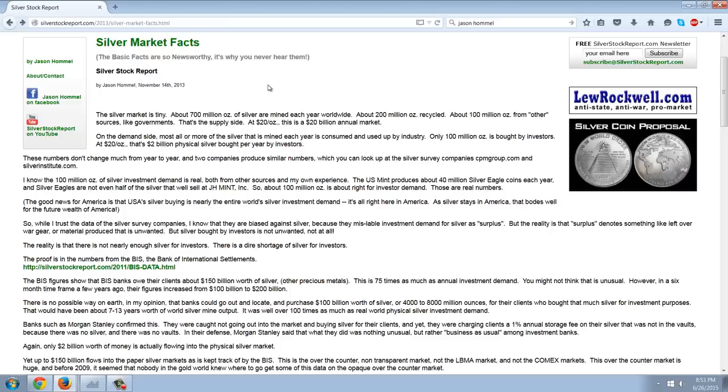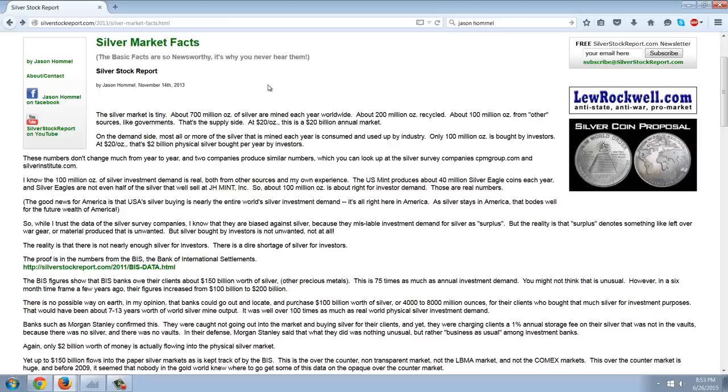And that's pretty close to where we are now because that 100 million ounces isn't coming from government anymore. The recycling's gone down some too. So they're mining more, but there's less coming in from those other two sources. On the demand side, most all or more of the silver that is mined each year is consumed and used by industry. Only 100 million ounces is bought by investors. Now, you know that one's up to about 250 now, 2 to 250.